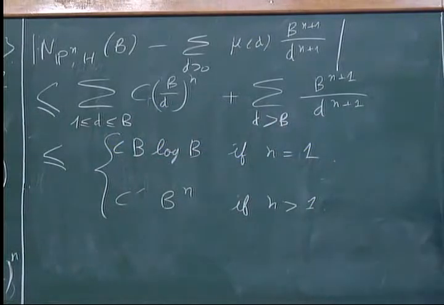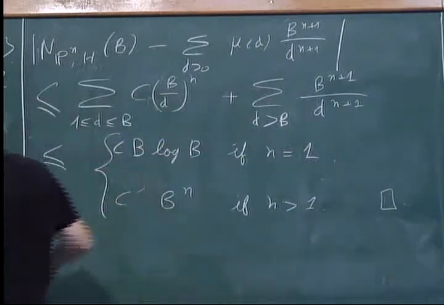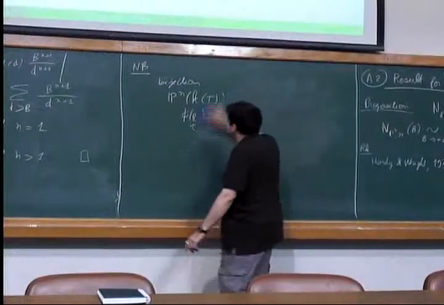So it finishes the proof, because in both cases the exponent is less than n plus 1. And we have proven the result, and we have even a quite good estimate of the error term. Okay, so that's the thing we get over Q.